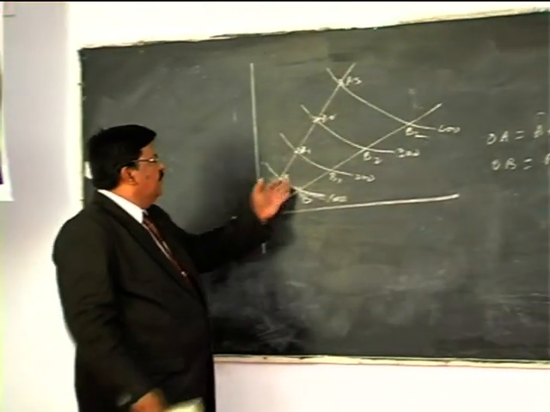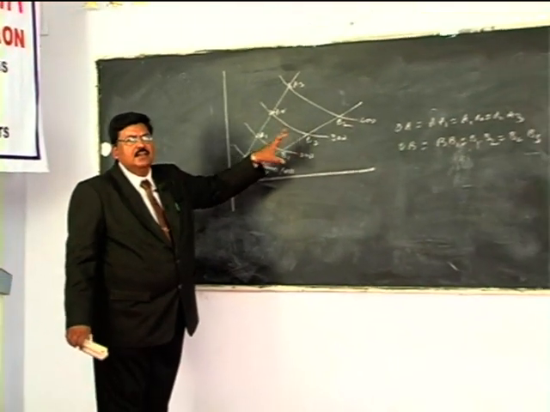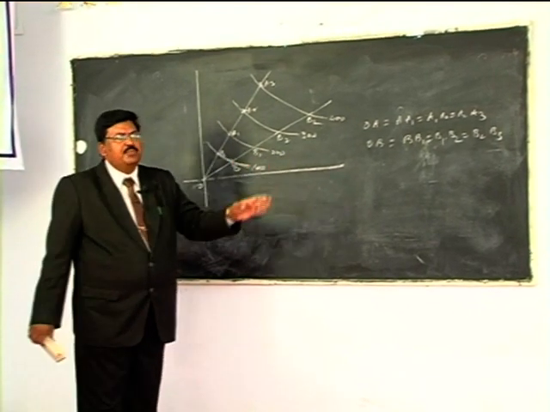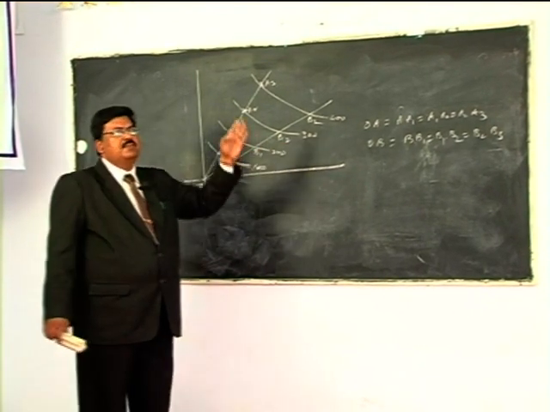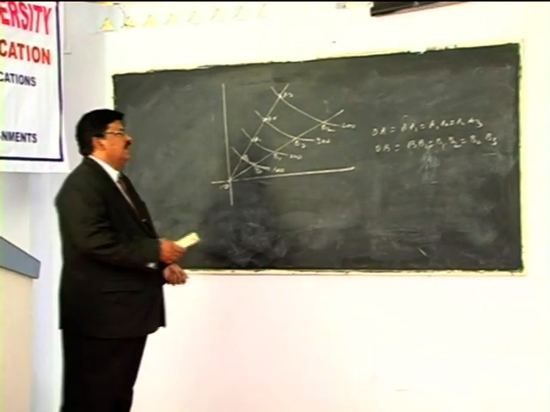If the successive isoquants intersect the ray at equal distances, that indicates that doubling of output requires doubling of inputs. Tripling of output requires tripling of input. So that is the case of constant returns to scale.